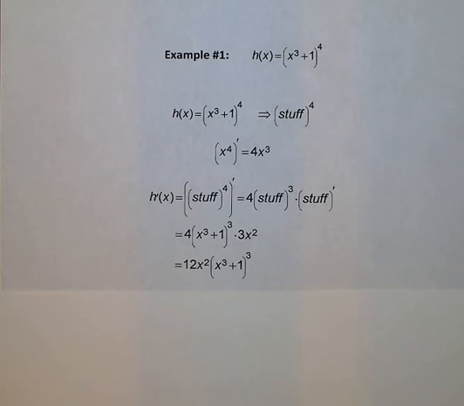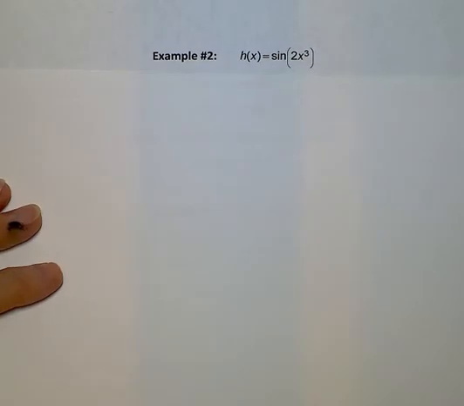If we always talk about it to ourselves the same way, it becomes habitual and we become very proficient at applying the chain rule. So let's look at 3 more examples.